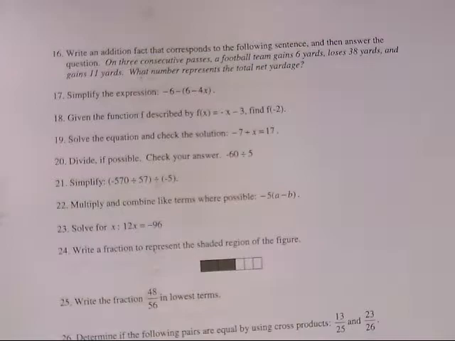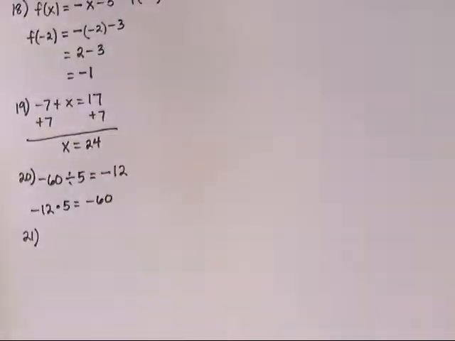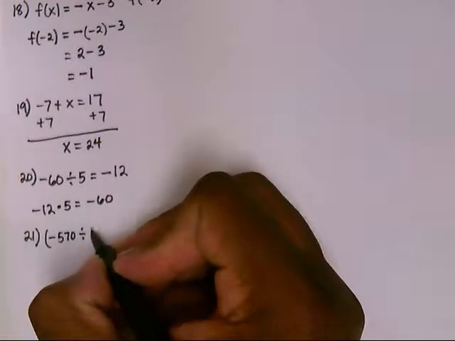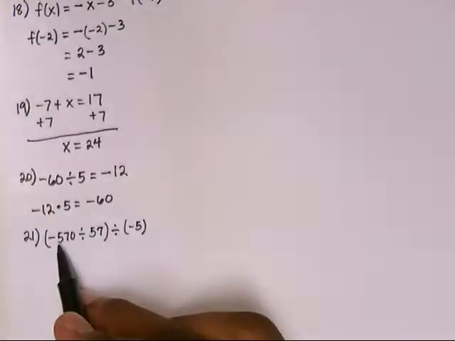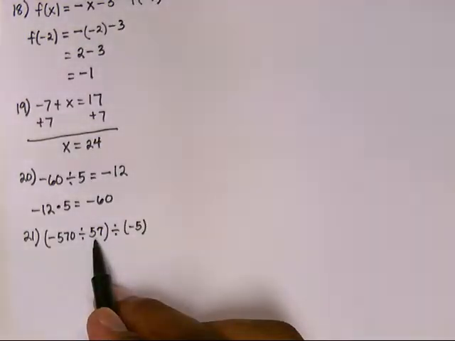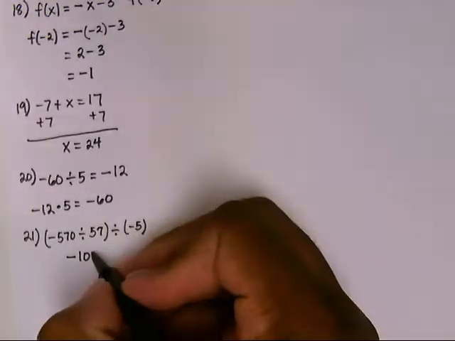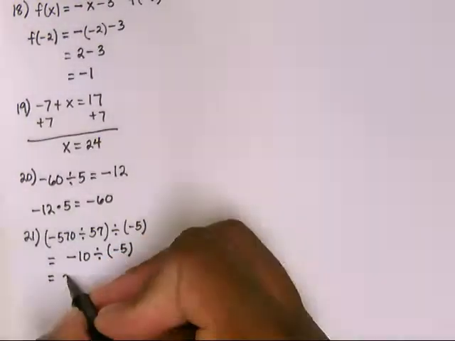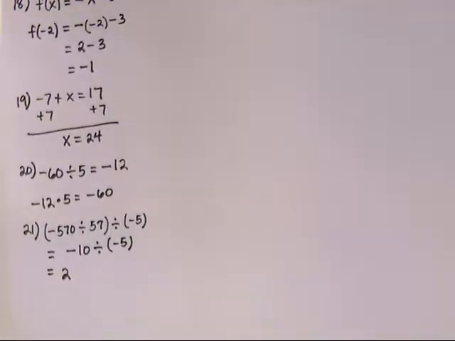Number 21. Simplify, which is negative 570 divided by 57, and then divided by negative 5. Alright, in this case here, negative 570 divided by 57, and that's going to be divided by negative 5. Well, negative divided by positive will be negative. We'll start with that. So negative 570 divided by 57 will give you negative 10. And then negative 10 divided by negative 5 will give you 2. So that will be the final answer there for number 21.